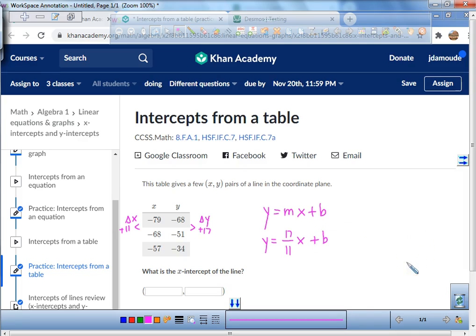So it says, what is the x-intercept? The x-intercept is when the y value is equal to 0. One thing we're going to do is plug in some numbers right here. I'm just going to take any two random numbers. I'll call this my x and this my y. So I'm randomly plugging these in. That's a negative 34, so I'll do negative 34 equals 17 over 11 times, and my x value is negative 57, and I'm going to add b.